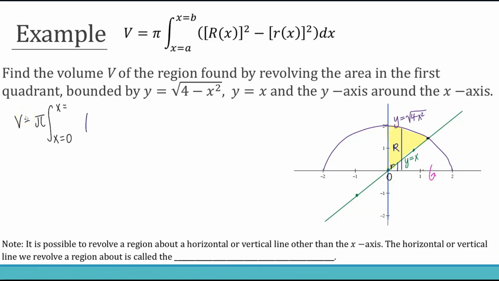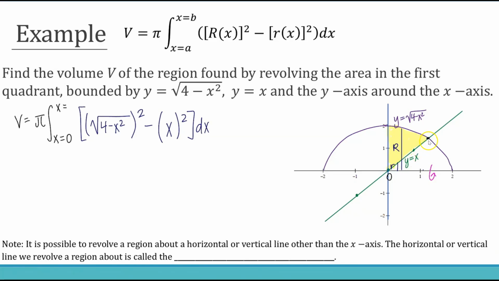So my big radius, top minus bottom, is the square root of 4 minus x squared minus 0, because the bottom of that big radius is the x-axis, and that is just 0. So all of that gets squared, minus the little radius. And so the little radius there is top minus bottom, so the top is x. So we have x minus 0, which is just x, squared. So all of that dx.